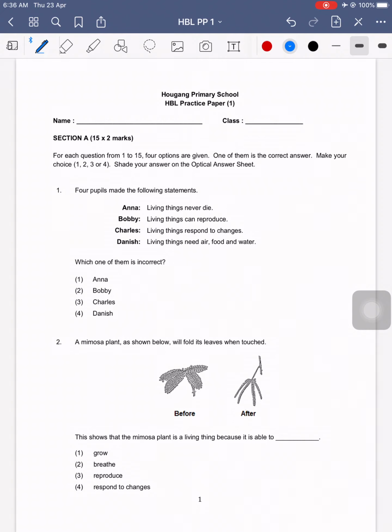Alright, good morning students. Today we'll be going through HBL practice 1. Okay, so for section A, you have 15 MCQ questions.